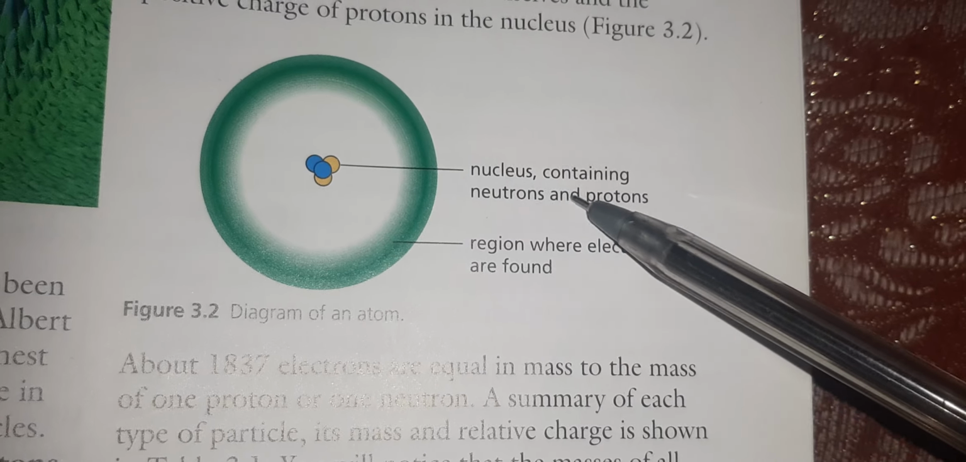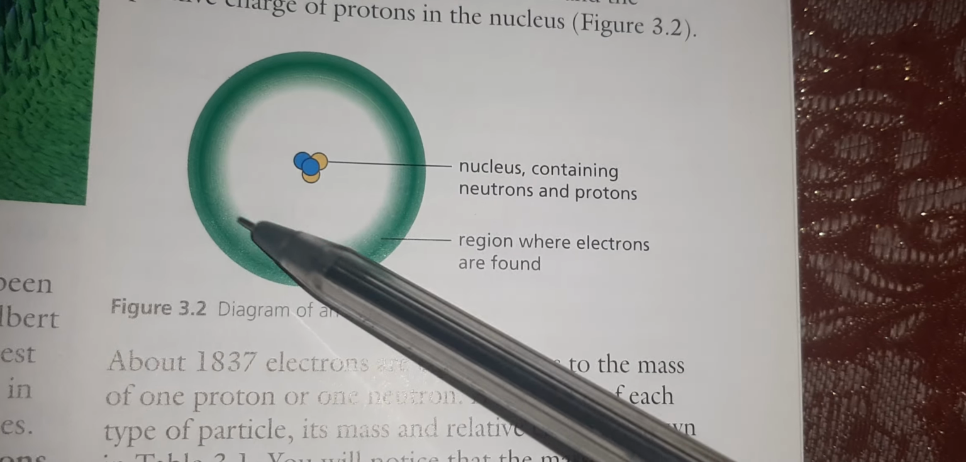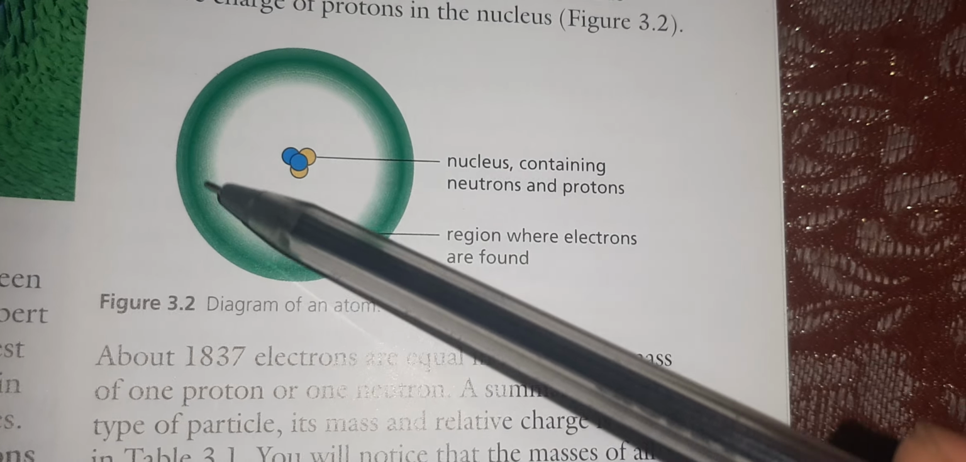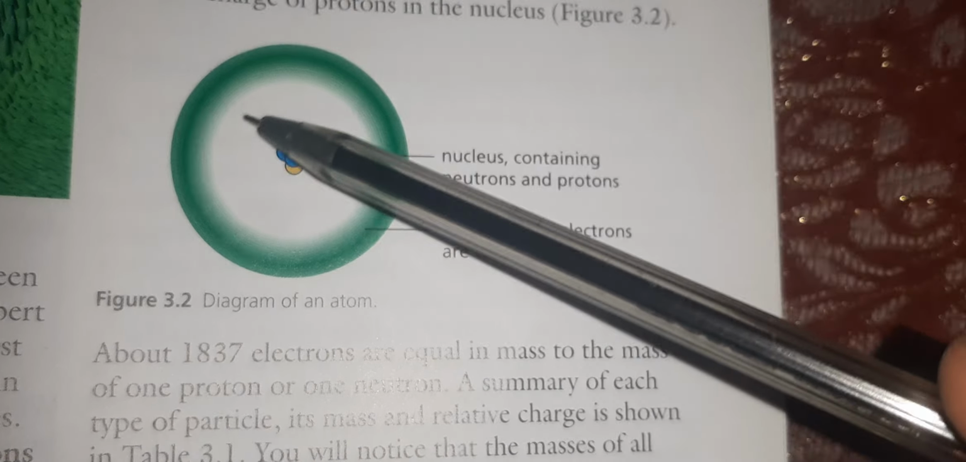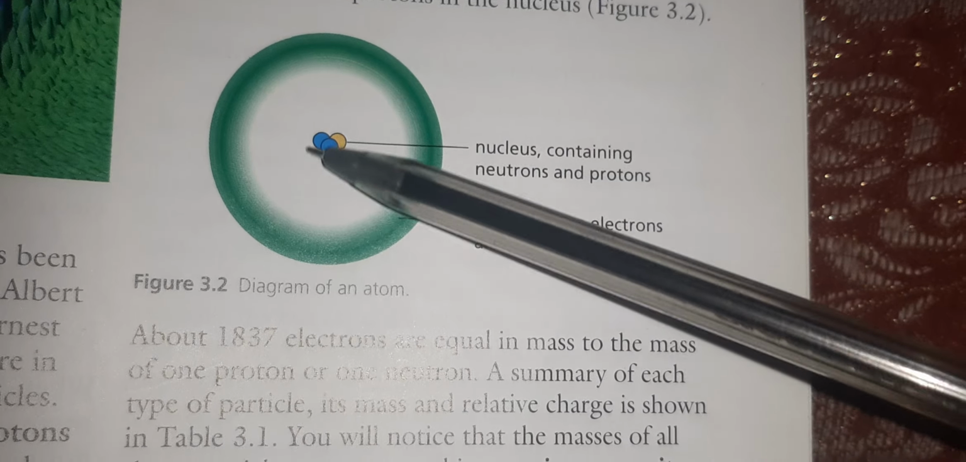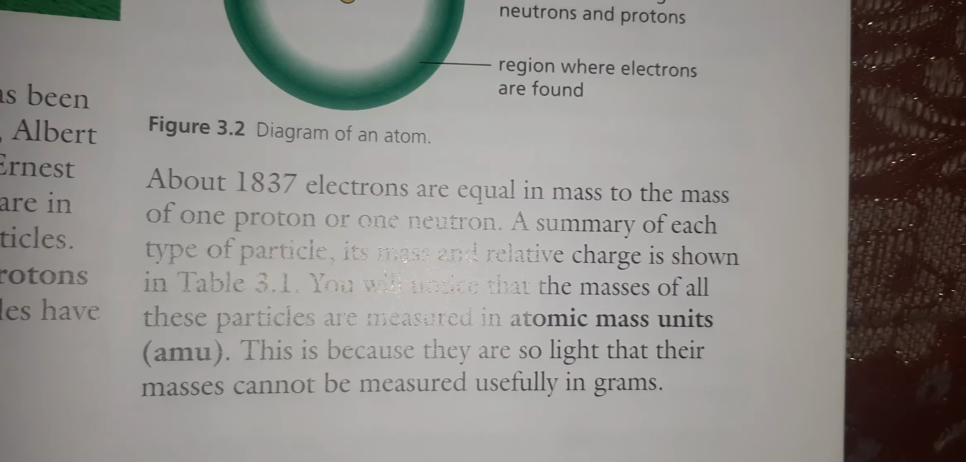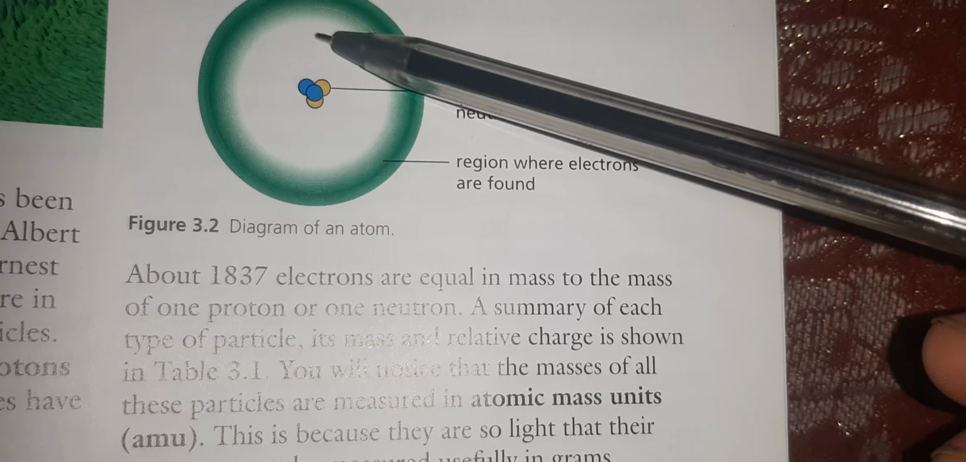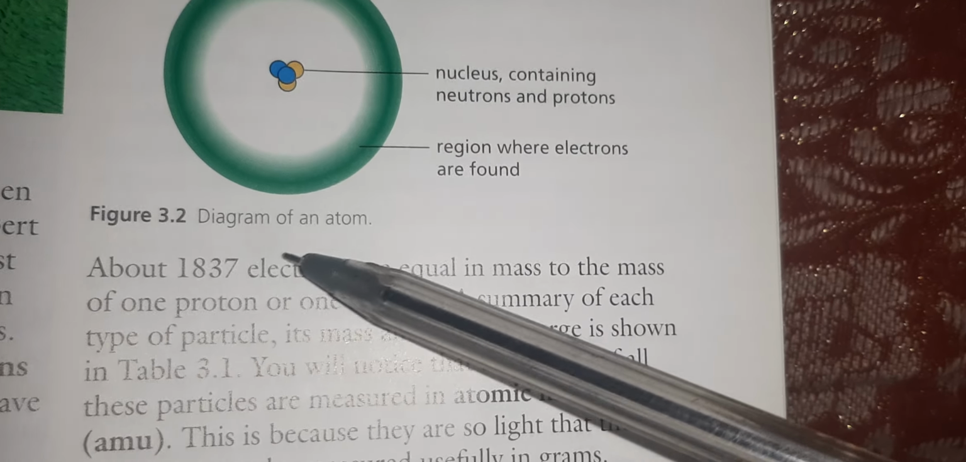the center, containing neutrons and protons, and regions around the nucleus, which we call energy levels or orbitals, which are held together to the nucleus by the strong electrostatic force of attraction caused by the positive charge of protons. Diagram of an atom.